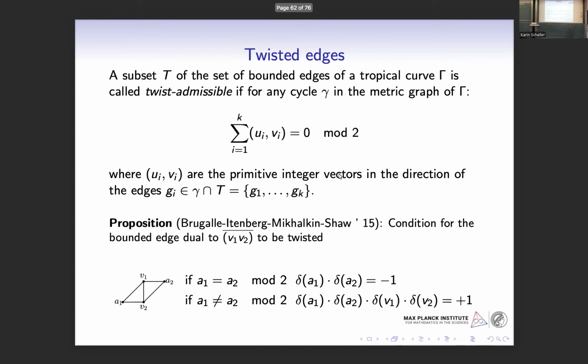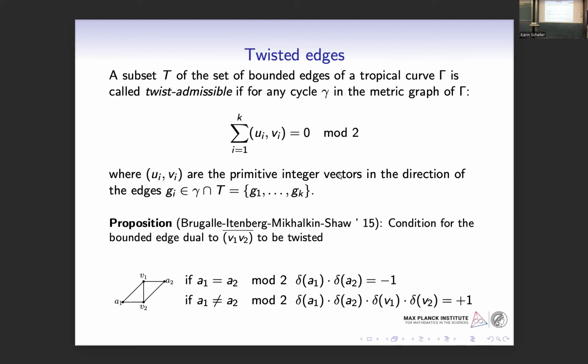So wait, I have a question. What are these A1 and A2? So these are the lattice points of the triangles in the subdivision that contain this edge we want. In that example, let's say A1 would be 0, 0. I see. Okay, so this is just one example, these A1 and A2 could sit anywhere. Yeah, it's just the easiest way to draw numbers. So it's a lattice point. Yes.